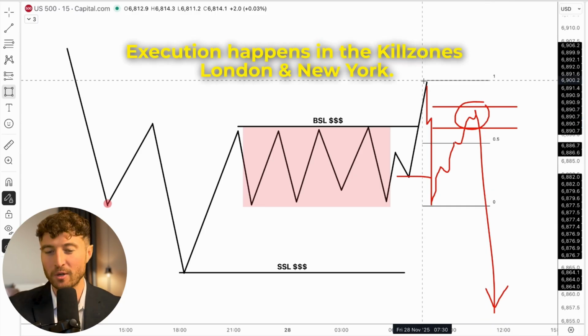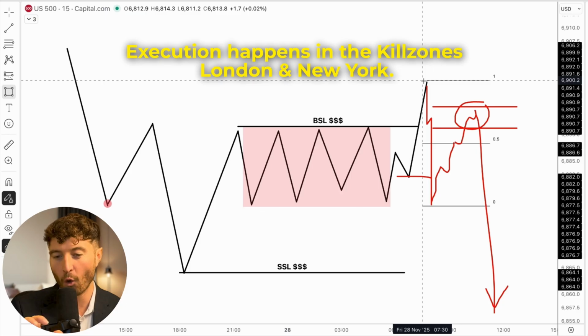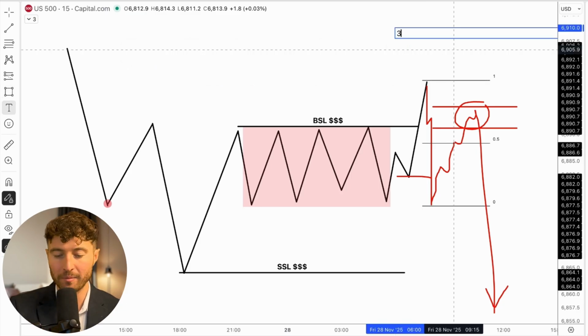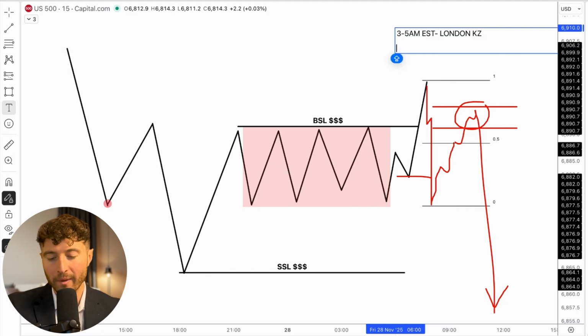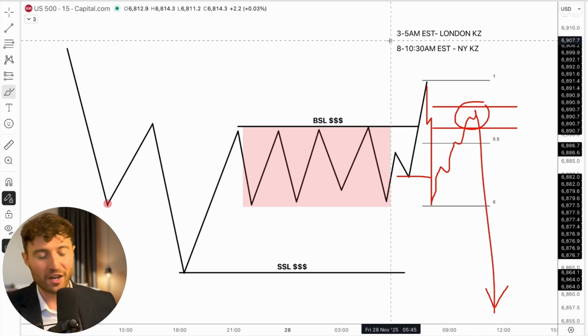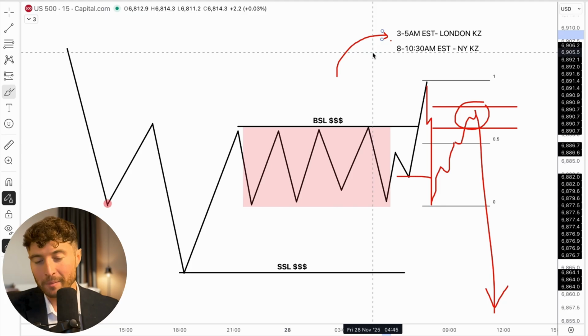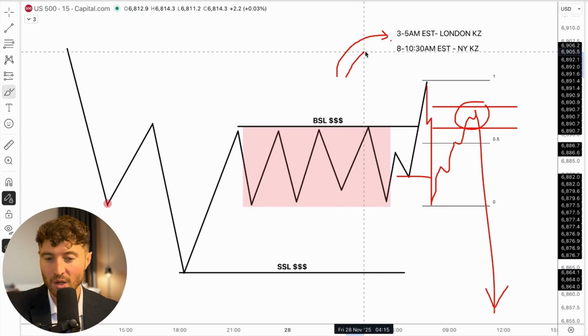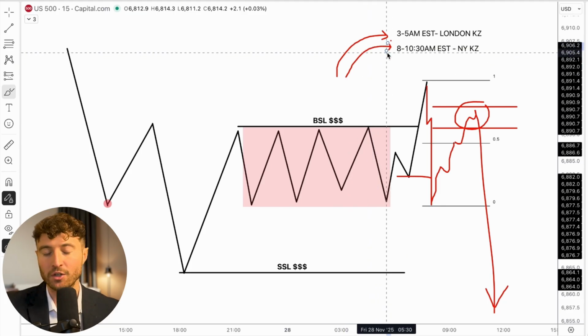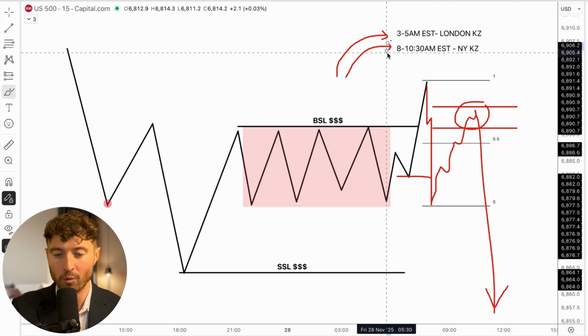One thing that is super crucial to note is your executions. They need to be during a London kill zone or New York kill zone. So this is going to be between 3 and 5 a.m. Eastern. This is the London kill zone. Or you're going to be executing between 8 and 10:30 a.m. Eastern, which is the New York kill zone. So all of this theoretical stuff is well and good, but you need to have specific windows of execution. You need to make this mechanical. You need to know exactly when you're entering in the market, and you need to know what you're doing outside of these windows as well.